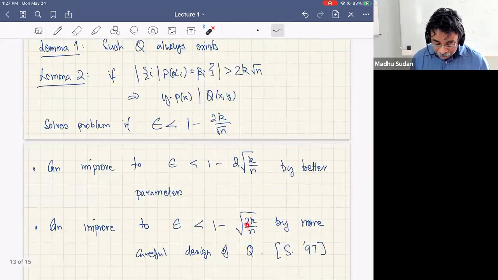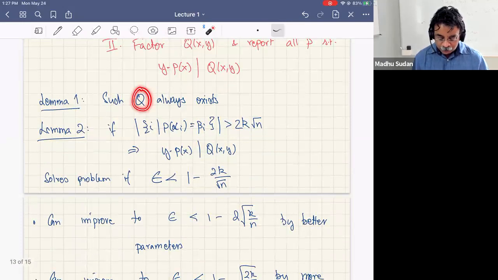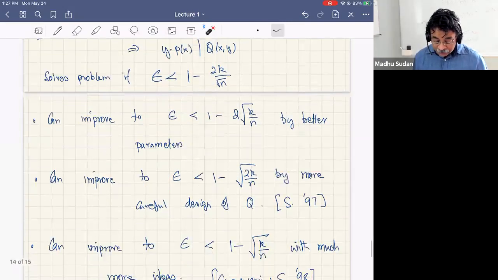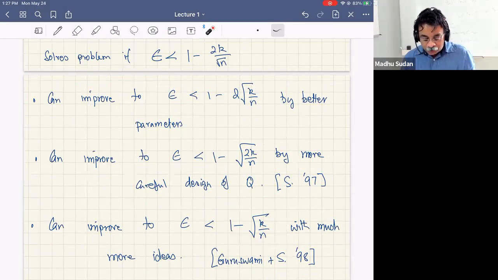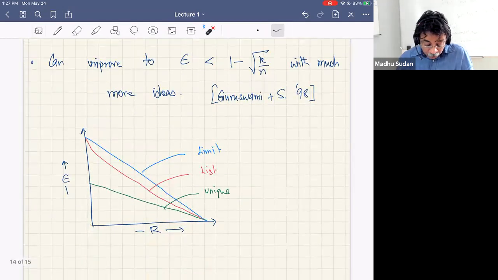Now you can do even better by being even more careful about what kind of polynomial Q you find, with more structural restrictions. And if we crash our heads against the wall, which is what Guruswamy and I did in '98, then it's significantly more sophisticated, but you can get 1 minus square root of k over n. So what does that look like?